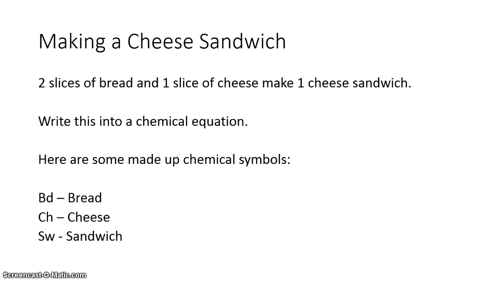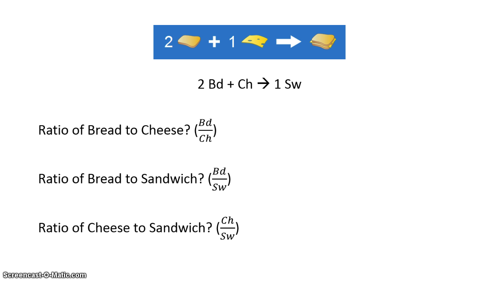Let's just write this into a chemical equation using some made-up element symbols or chemical symbols. BD for bread, CH for cheese, SW for sandwich. Pause the video and try writing this out like you would a chemical equation. So hopefully you got 2 slices of bread plus 1 slice of cheese will yield or make 1 sandwich. Very similar to the chemical equations we've been writing all year, if not simpler.